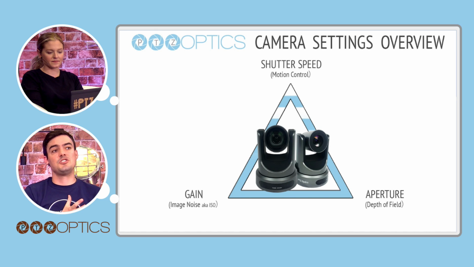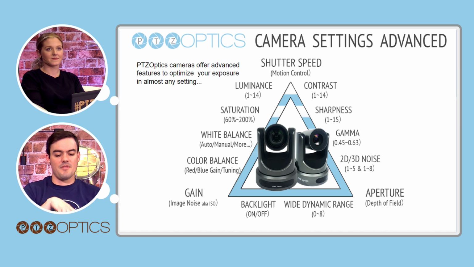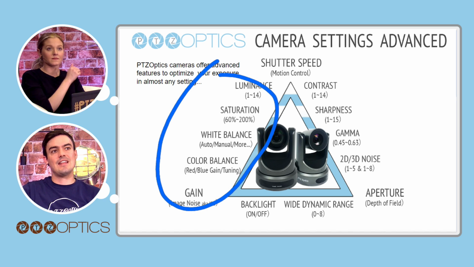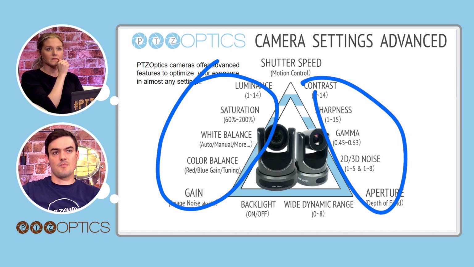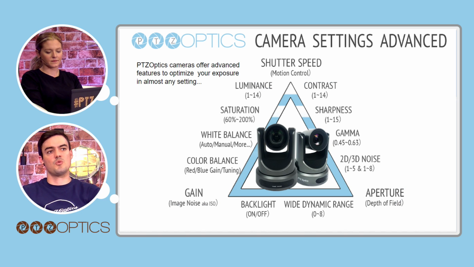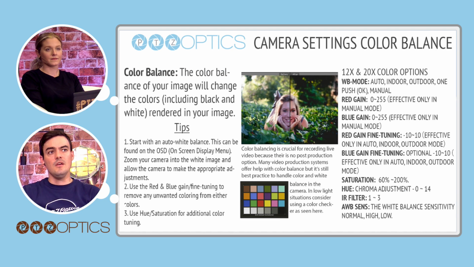Obviously, we're going to be talking about shutter speed, gain, and aperture. We did it in our last presentation. But these are the more advanced settings for color that you're probably going to end up using to really do your tweaking. The color balance is so important. This is our white balance. This is where we use our color checker.